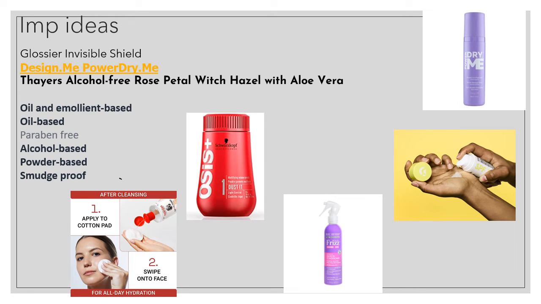This is a very important formulation that I would want to show you. This is a Thayer's alcohol-free rose petal with witch hazel and aloe vera. So aloe vera is very essential. It is used in hair, it is used on your skin, and it has multiple uses. Aloe vera is a herbal product. You can prepare certain aloe products. There are Patanjali aloe vera based gels available already. But this is basically a cleanser.